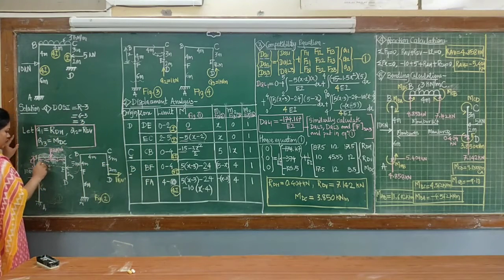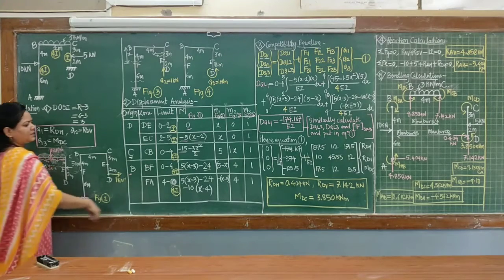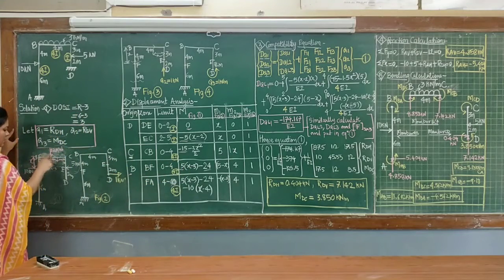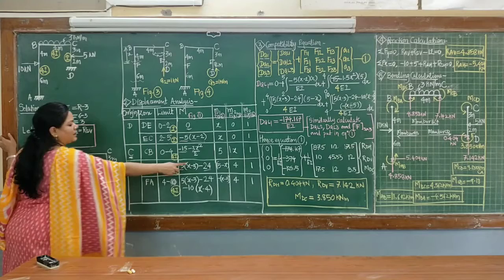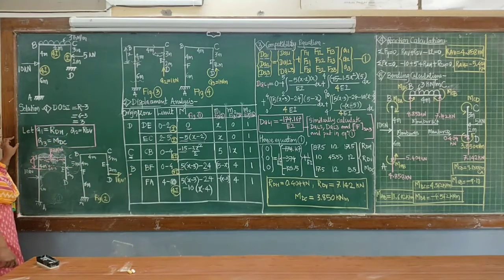So this distance will be total is x. If you subtract this 3, that distance is x minus 3. So 5 into x minus 3, and the moment of this 12, 12 into 2, that is minus 24. So that is the moment in the BF portion.